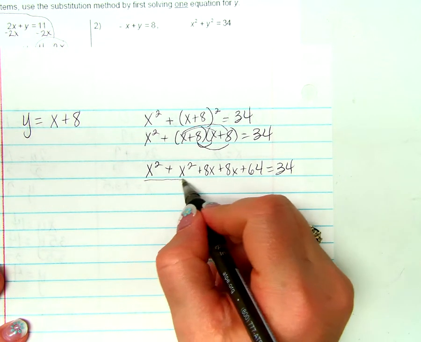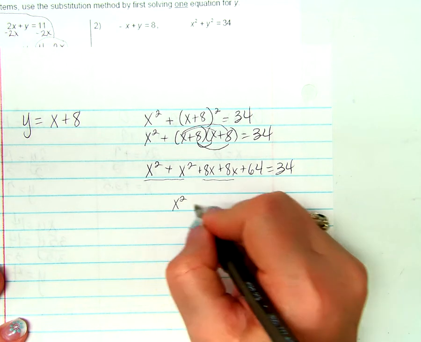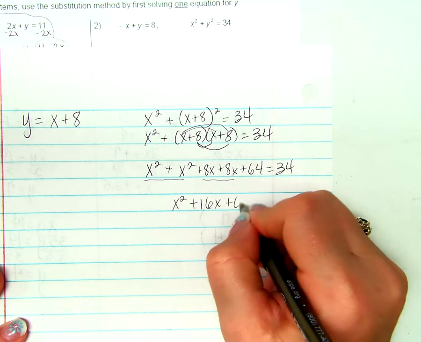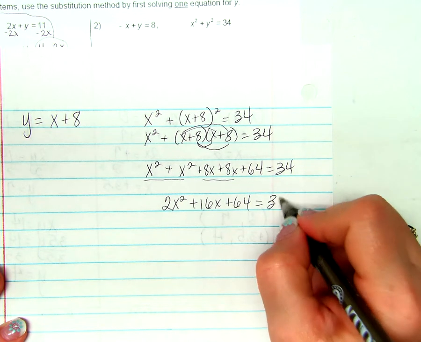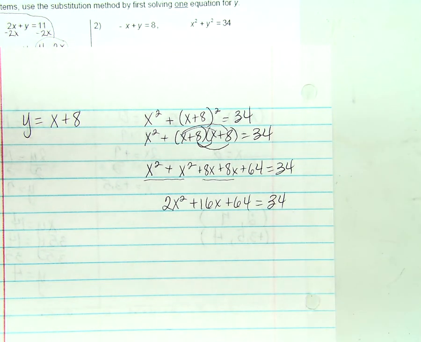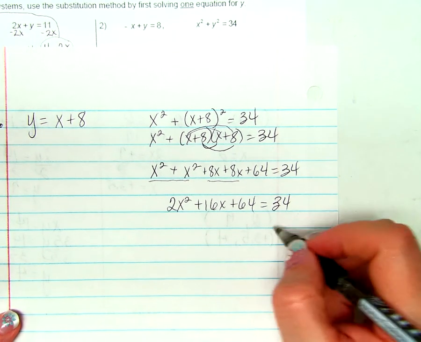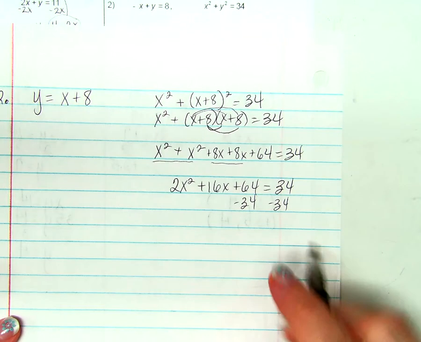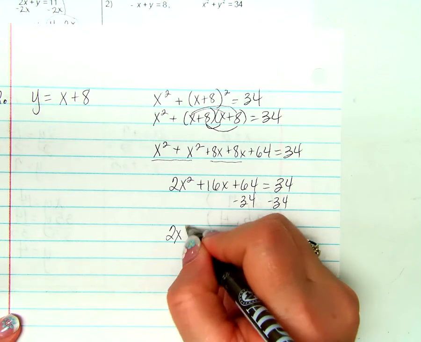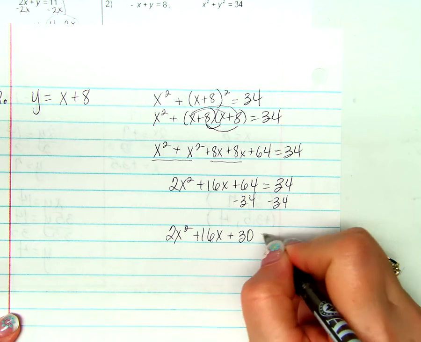Okay, so you're telling me to combine like terms? Those two and then these two? So 2x squared plus 16x plus 64, thank you, equals 34. What type of function is this? A quadratic, so I need it to equal 0, so let's subtract 34 from both sides. 2x squared plus 16x plus 30 equals 0.